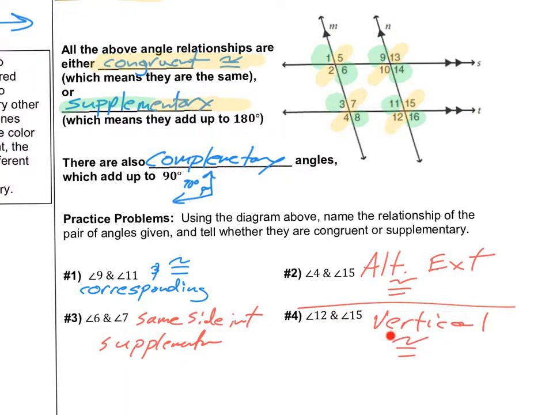And then vertical angles, 12 and 15. So here's 12, here's 15. Vertical angles are the ones that are across from each other, like these are. And they're already highlighted the same, so we know they're congruent. But vertical angles are always congruent. That's something that you just may want to make a note of. Vertical angles are always congruent.